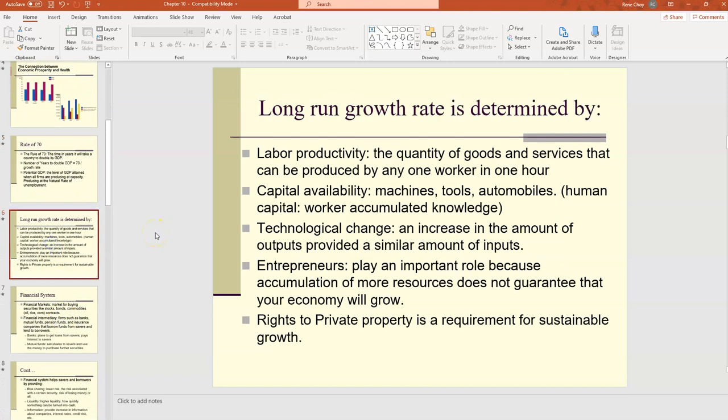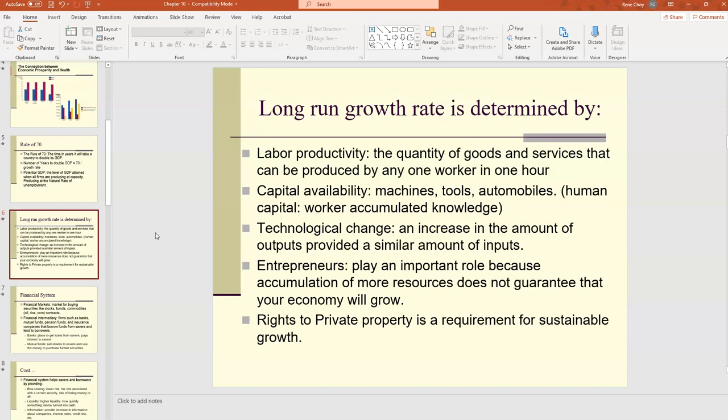Now, what determines long-run economic growth? Well, the most important thing that determines economic growth is labor productivity. Labor productivity is the most important metric for growth, for income growth, for pretty much anything. Economic productivity in the country is the most important economic metric. It's also one that doesn't change very rapidly. It stays very steady over time.